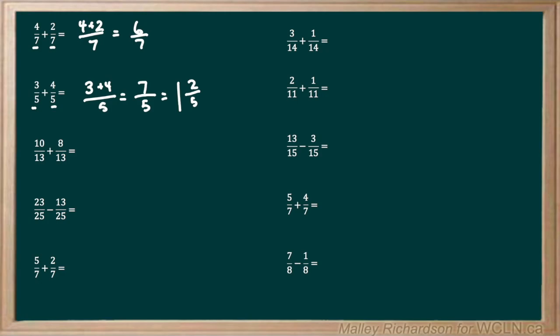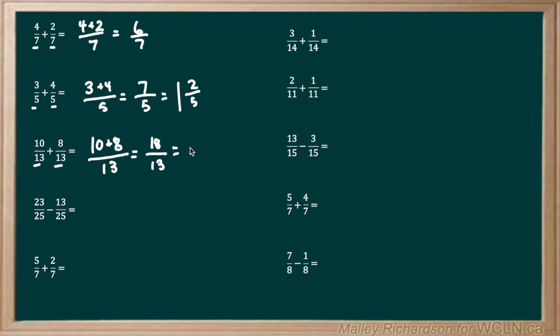Moving on to our next example, we have 10 over 13 plus 8 over 13. Again, they have the same denominator, so we just want to add the numerators together. We have 10 plus 8 all over 13. 10 plus 8 gives us 18, and the denominator is 13. This improper fraction cannot be reduced down any further, but we can turn this into a mixed number.